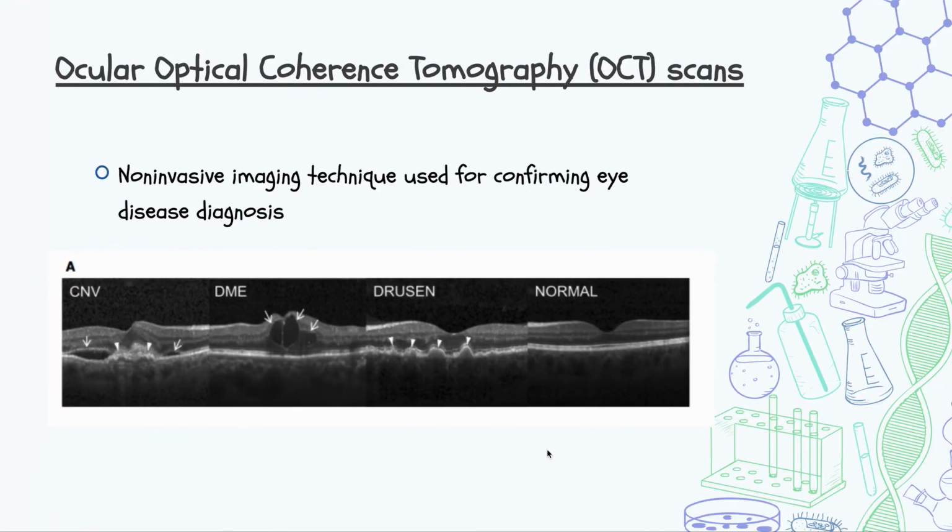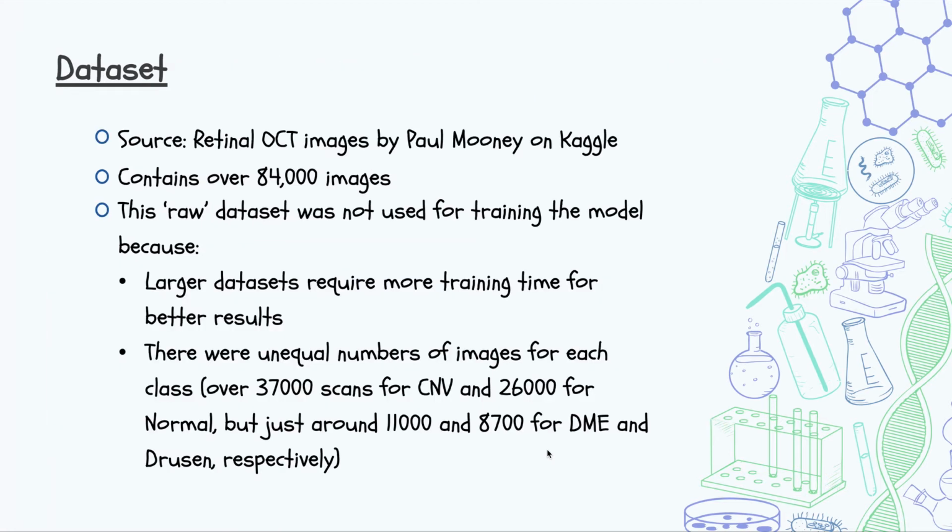In ophthalmology, optical coherence tomography, that is OCT, is a standard non-invasive imaging technique that uses light waves for confirming diagnosis. The images in this dataset are based on OCT. I was now sure that I was going to implement a single label image classification model using AutoML Vision. The dataset I used was retinal OCT images by Paul Mooney on Kaggle. It contains over 84,000 images, each showing one of the aforementioned eye conditions.